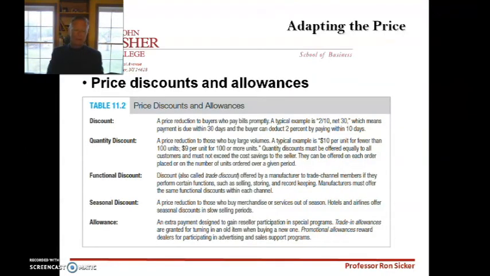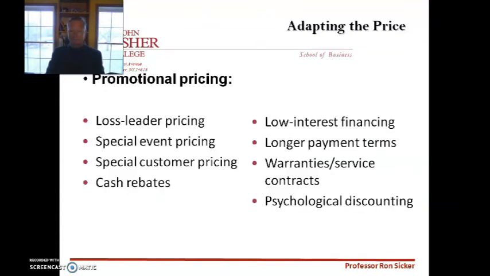So here are discounts: quantity discounts, functional discounts or trade discounts. That would be like General Motors giving a dealership an incentive to sell their cars. Seasonal discounts, we know all about that. And then allowances, trade allowances would be extra payments if they sell so much. So again, Chevy might go to Bob Johnson and say, hey, if you sell 20 cars, I'm going to give you a discount or an allowance on all of the cars that you sold, but I'm not going to give you anything unless you sell 20 cars.